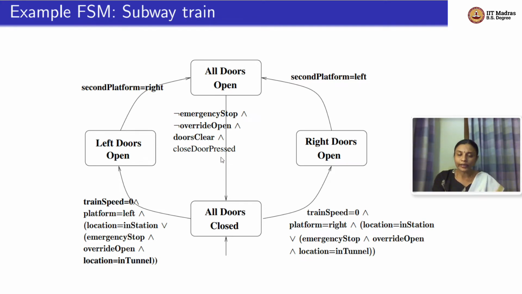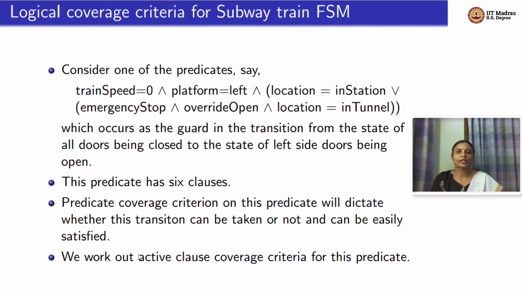So here is a finite state machine that has 4 states, 5 transitions. Each of the 5 transitions has a guard associated with it, which describes the conditions under which the transition can be taken, and based on whether the guard is true or not, the transition may or may not happen. Each guard is our good old logical predicate, that is a logical combination of one or more clauses. So we can apply logic coverage criteria that we learned to test for these clauses.